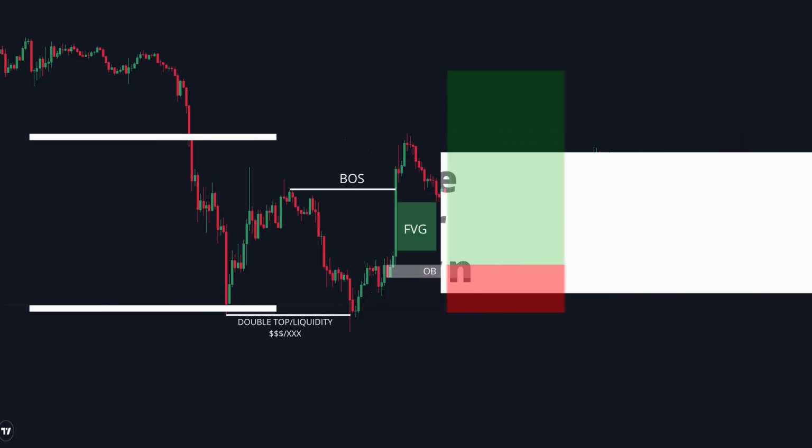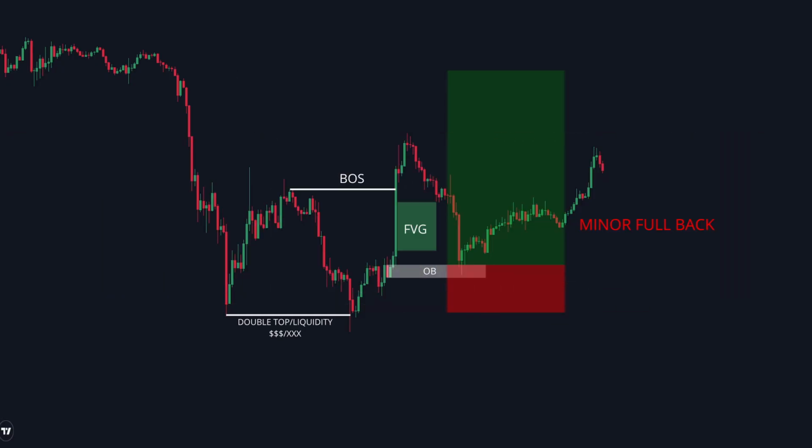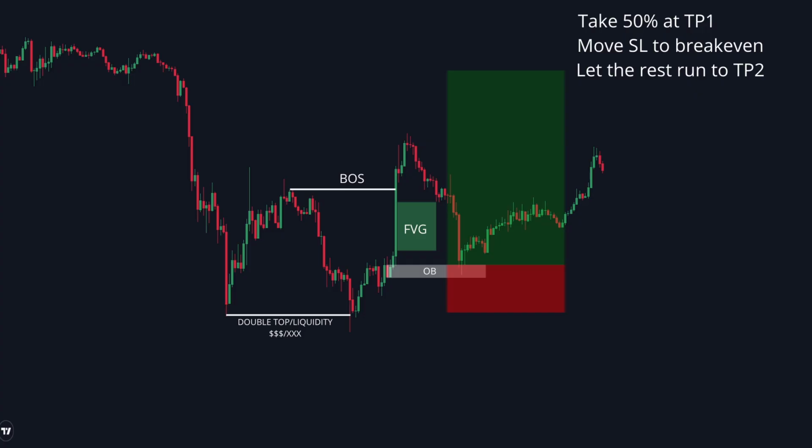Live price behavior breakdown. Let's walk through what happens next. Price climbs steadily out of the order block, and if price breaks previous swing highs, that confirms continued strength. You may notice some minor pullbacks, and that is what we expected. These are opportunities to scale in if you missed the first entry. As we approach previous liquidity zones, smart money starts unloading positions. Here's how we handle that. Take 50% at TP1. Move SL to break even. Let the rest run to TP2. You're no longer trading with emotion, you're managing a well-structured position like an algorithm.